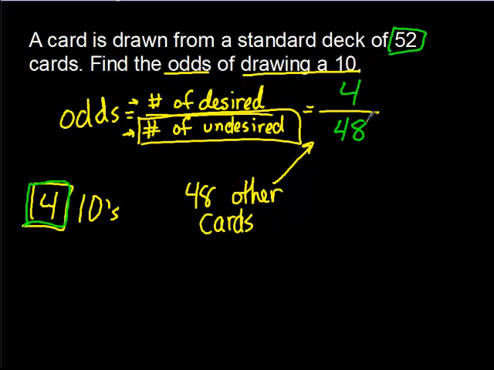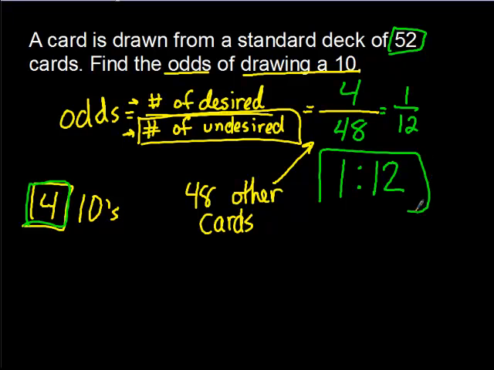So for odds, the odds of drawing a 10 is 4 out of 48, which we can rewrite as 1 out of 12. Odds are usually more commonly seen written like this, 1 with a colon, then 12. That's usually the way you'll see odds written. Either of these two forms is correct.